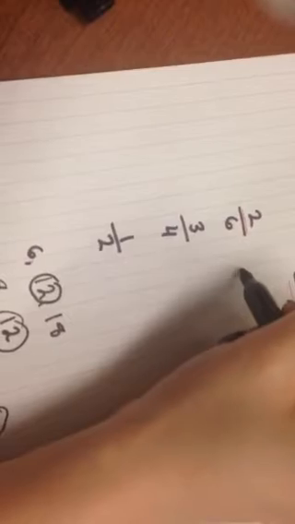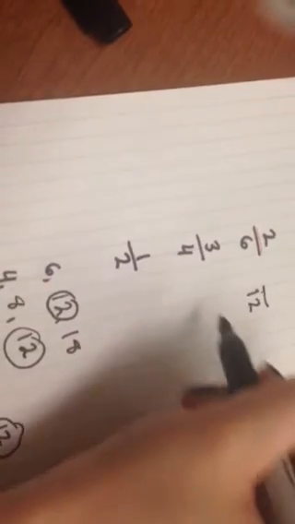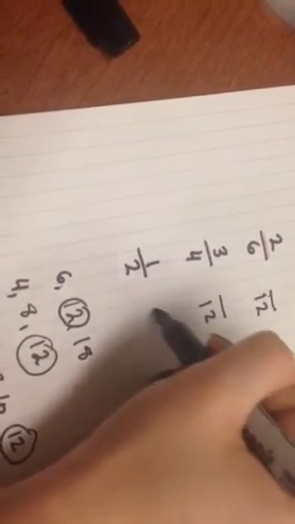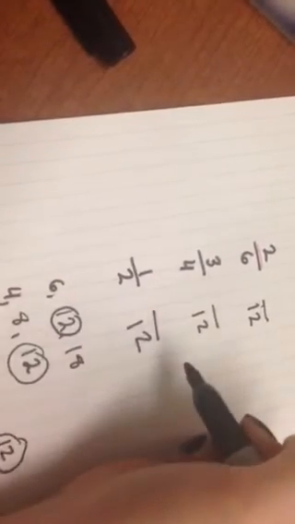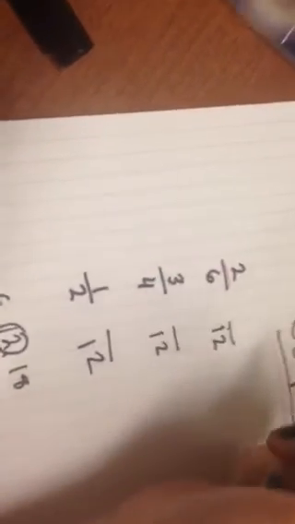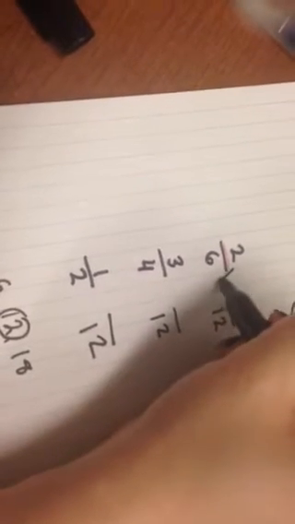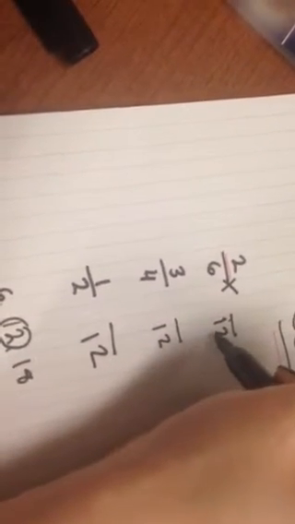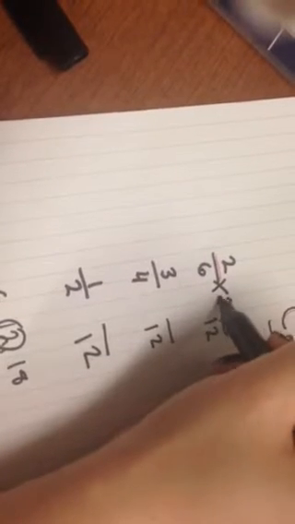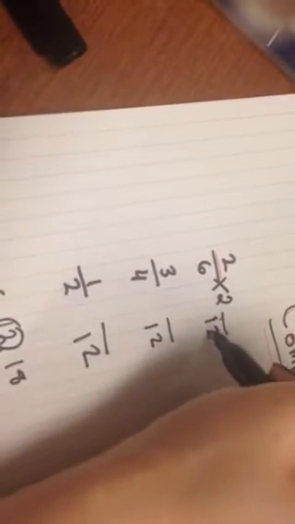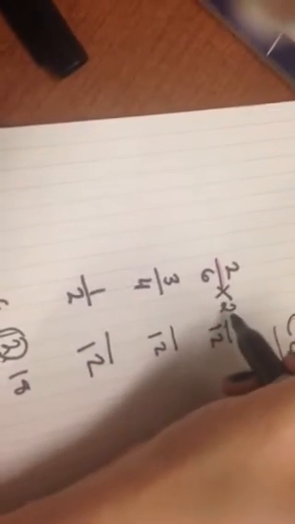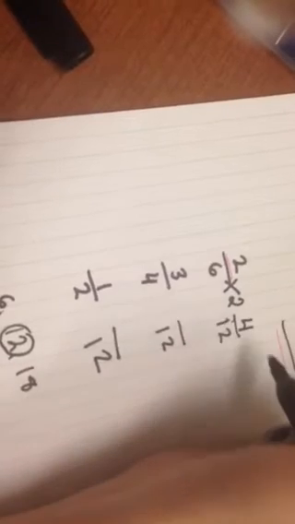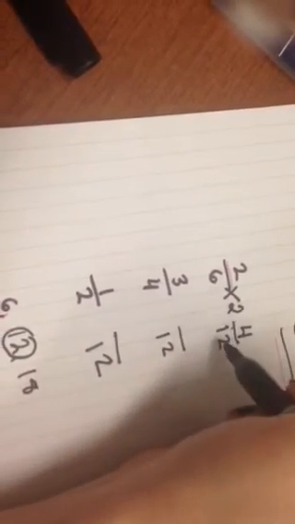So now I'm going to find equivalent fractions for 2/6, 3/4, and 1/2, all using 12 as my denominator. So I'm going to first ask myself, what did I have to multiply by 6 to get me 12? And we know 6 times 2 equals 12. And whatever you do to the denominator, you have to do to the numerator. So 2 times 2 is 4. So here's my new equivalent fraction, 4/12. It didn't get any bigger or smaller. The pieces are just broken up.